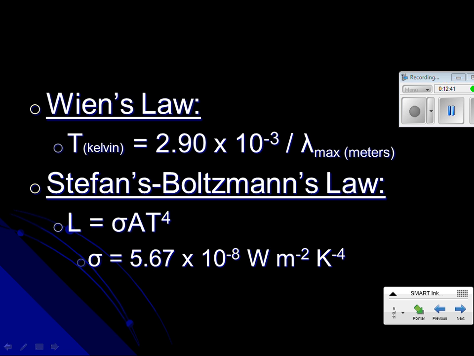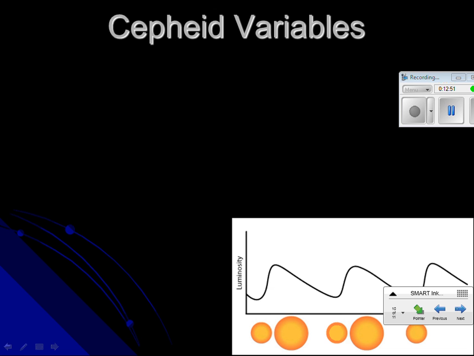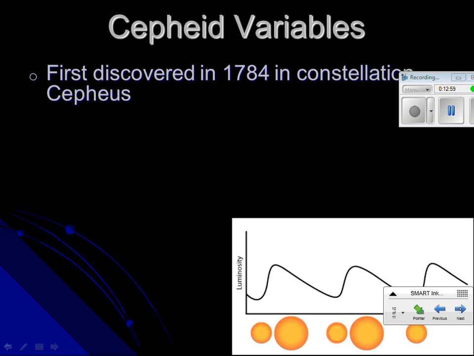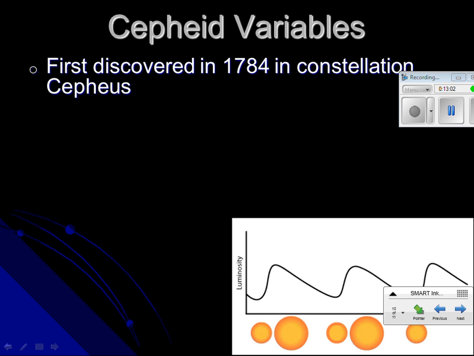All right. Now, there are other techniques for finding luminosity. These are other things that we've used to verify this technique and verify parallax. The first other technique that was used was these stars called Cepheid variables. They're very special stars. They were first discovered in 1784 in the constellation Cepheus, so we call them Cepheid variables.